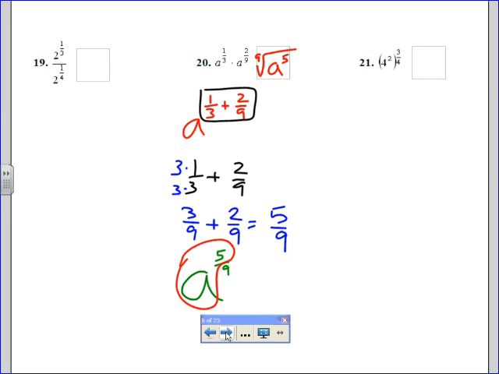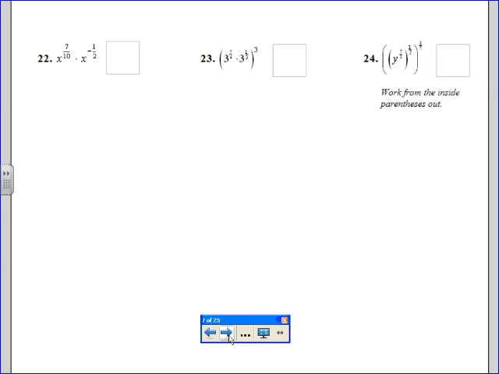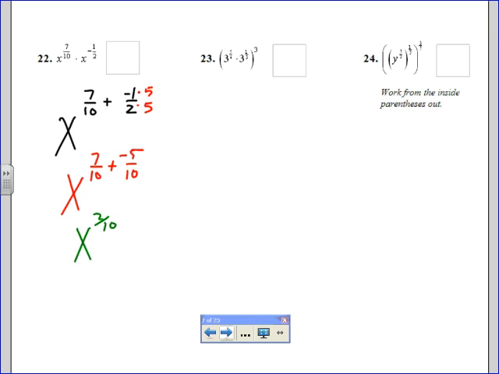Okay, let's see if we can get 2 more problems in. Number 22 says the following. x to the 7/10 plus a negative 1/2. Once again, we're trying to add these. So I'm going to multiply these both by 5. So I get 7/10 plus a negative 5/10. 7 minus 5 will be 2/10. So we got x to the 2/10, which reduces to x to the 1/5. x to the 1 is just x, and then you have a 5th root outside.